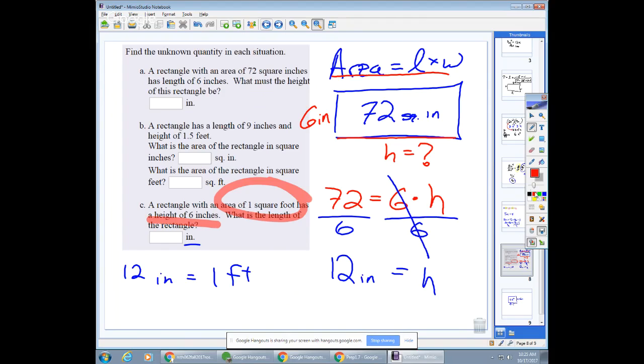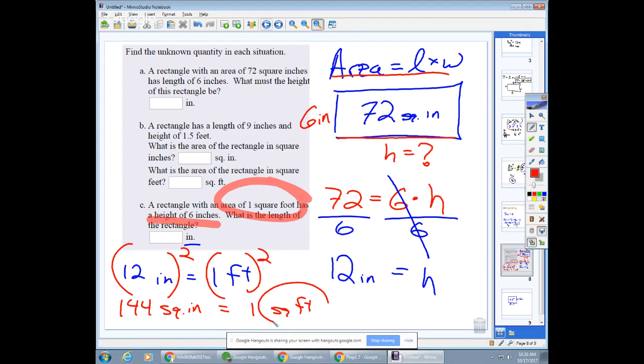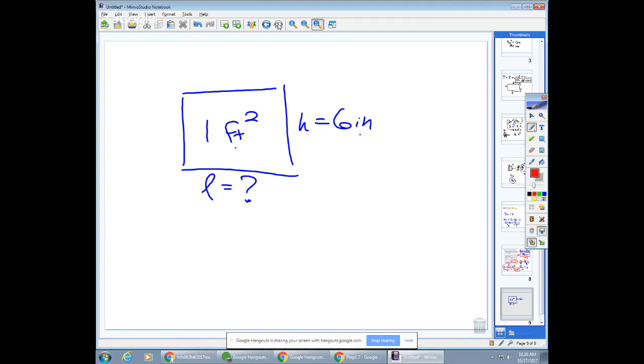Now I need to deal with square feet. So that means I have to square both sides here. So 12 squared? 144. Yeah, so there are 144 square inches in 1 square foot. And you can either abbreviate square foot like that, or you could write it as feet squared. It means the same thing. All right, so back here, 1 square foot must be the same area as 144 inches squared. So now I can deal with it.